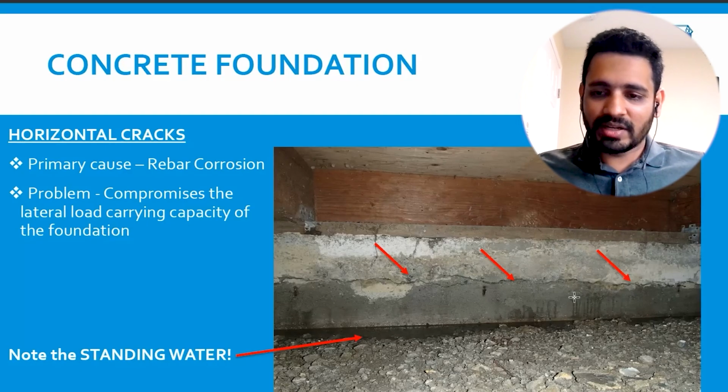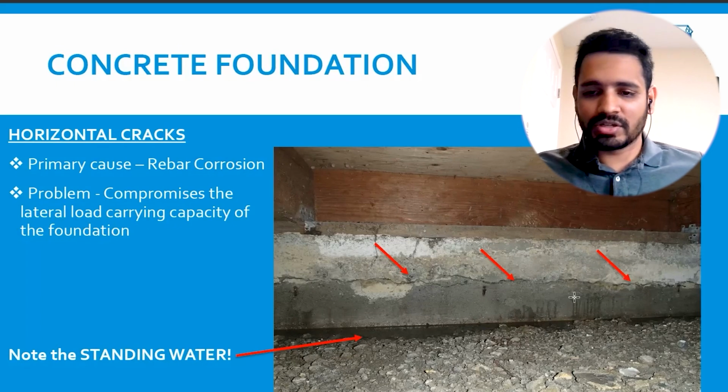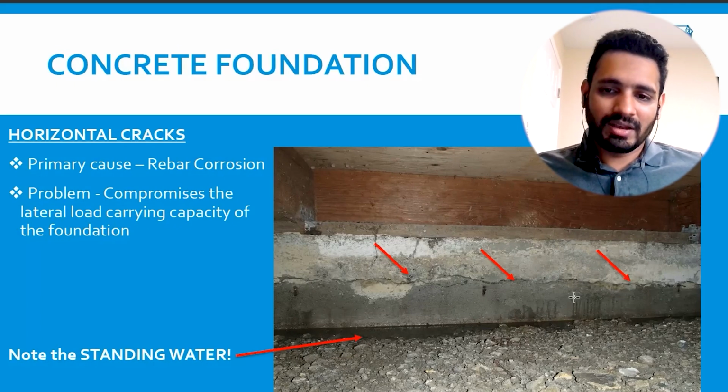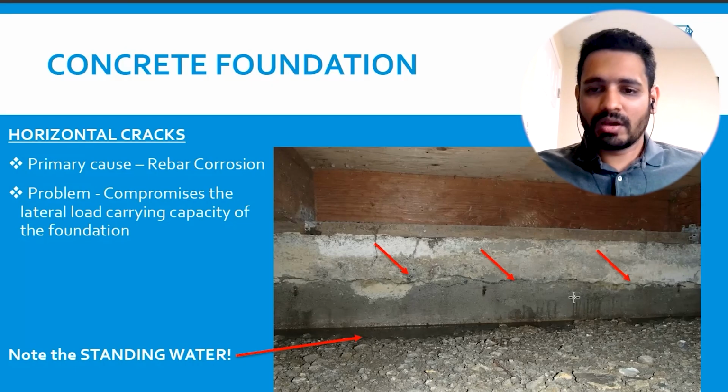Primary cause of horizontal cracking, we talked about them. 9 out of 10 times, it's rebar corrosion that, like I said, corrosion in concrete is considered cancer in concrete. It starts at a slow pace, and depending on your environment changes, it starts to accelerate and eventually pushes the concrete around it, causes the horizontal crack.